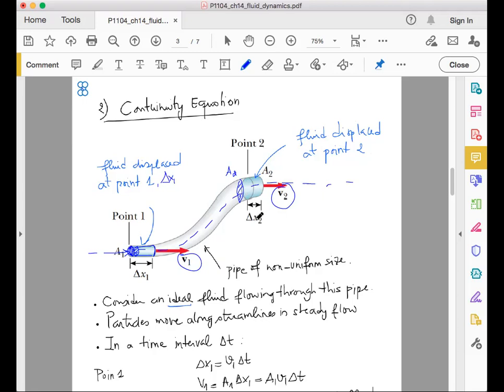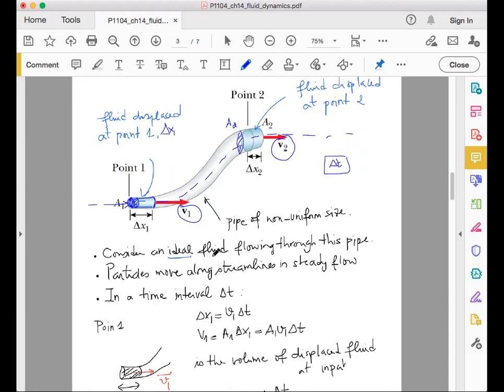So let's go on. The particles, of course, move along streamlines, and we consider this to be a steady flow. So we consider an ideal fluid flowing through this pipe. Now, in a given time interval delta t, if we fix some time interval delta t and then want to see this sample at point 1 and at point 2, at point 1 we see that delta x1 is equal to v1 times delta t. So the displacement is nothing else than the speed multiplied by the time interval.